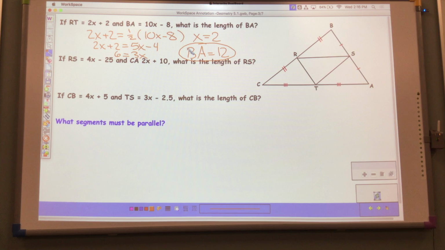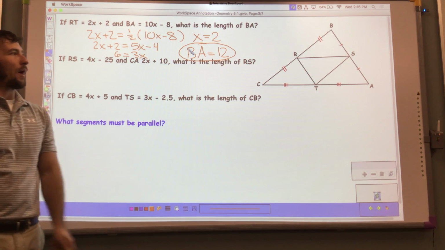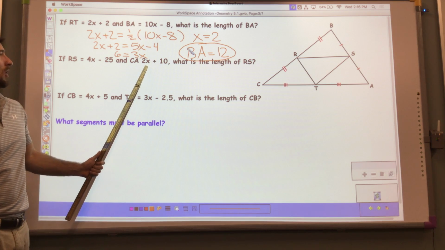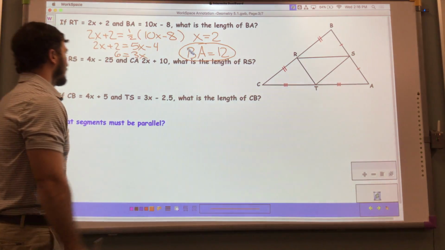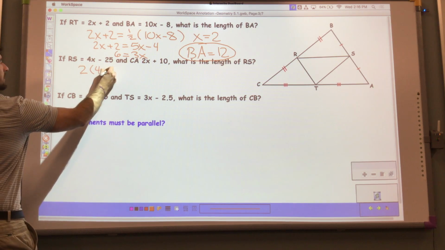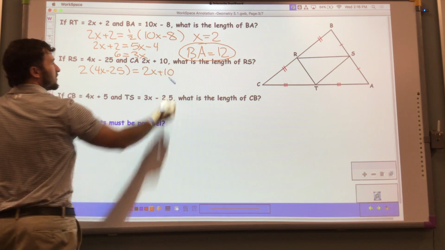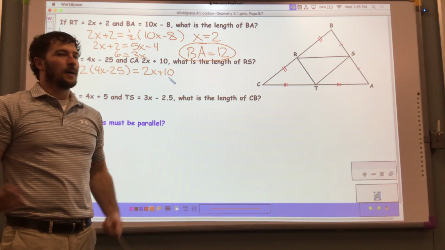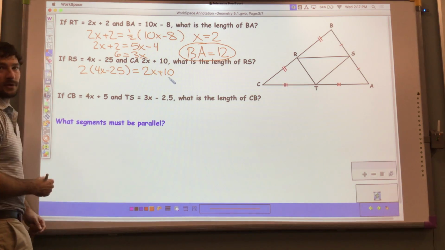The next example, we were talking about segment RS and segment CA. So again, if you wanted to, you could say RS equals 1/2 of CA. Another thing you could do is double RS, and then it should equal CA. So let's do it that way this time. So we can do 2 times RS, which is 4x minus 25, and that would equal the whole thing of CA, which is 2x plus 10. So there's two ways to do it. You could double the smaller one, or you can take half of the larger one. Personal preference. It doesn't make a difference which way you do it. You should get the same answer either way, as long as you do the algebra correctly.